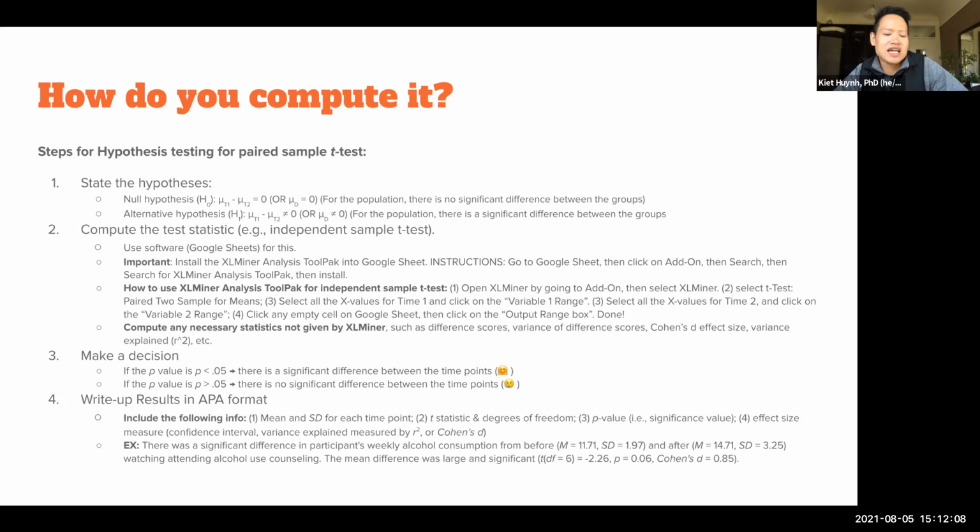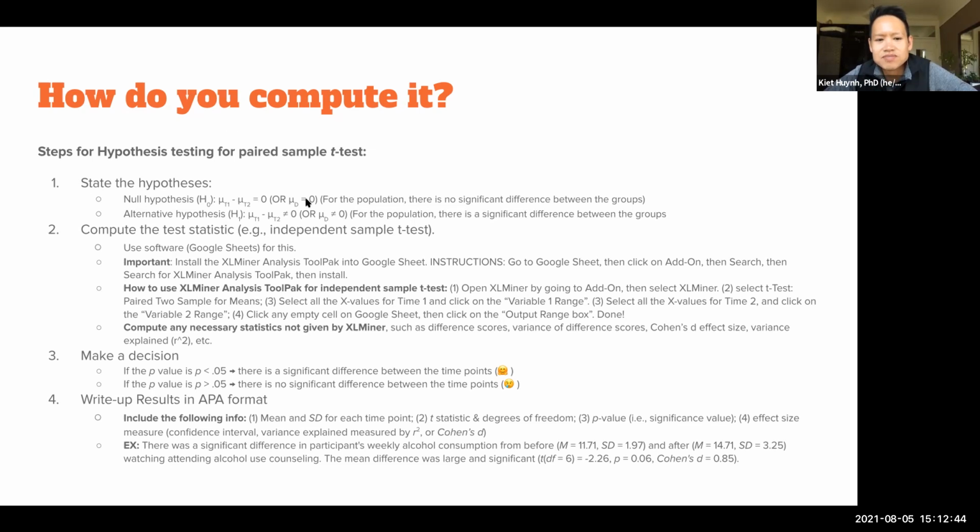The first step is to state the hypotheses. Remember, there are always 2 hypotheses. First is the null hypothesis, or H0, H naught. And how you read this is mu sub T1 minus mu sub T2 equals 0, or mu sub D equals 0. Mu is just the mean in the population. The mean of the population at time 1 minus the mean of the population at time 2 equals 0. That means there's no difference in the scores between time 1 and time 2, so people don't change from time 1 to time 2.